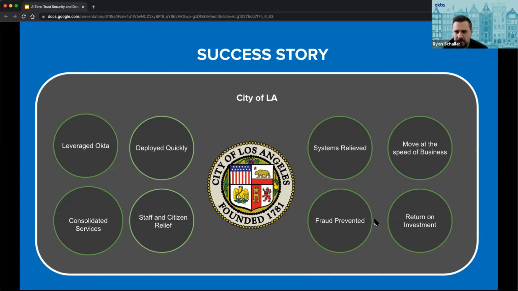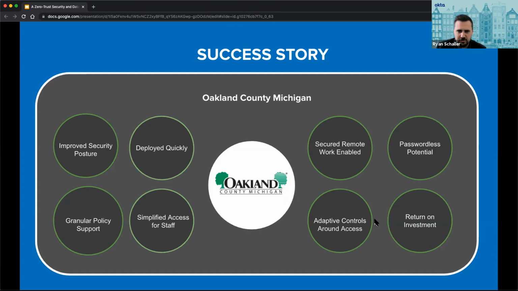So they get an immediate return on investment as well, because they're able to get to the goals that they need, with less frustrated staff that are overworked, and less time spent debugging citizen applications and systems. Similarly, Oakland County of Michigan also had to be able to do granular policy support. So they were able to achieve that, and then simplifying access for all of their staff members and secured remote work.